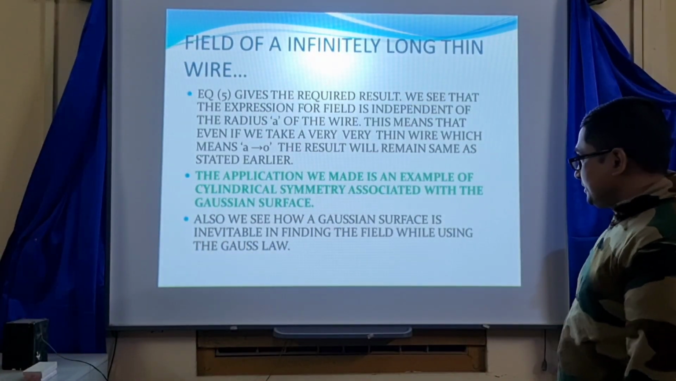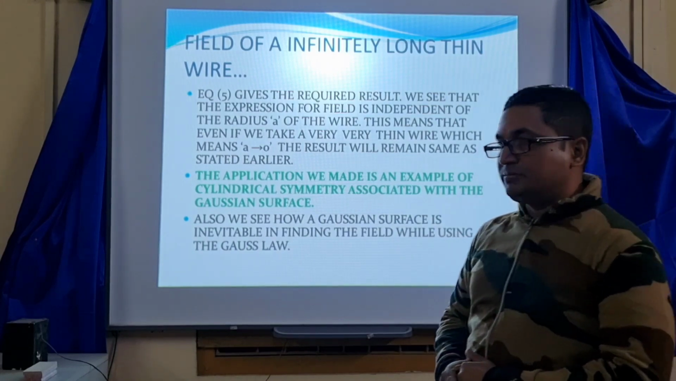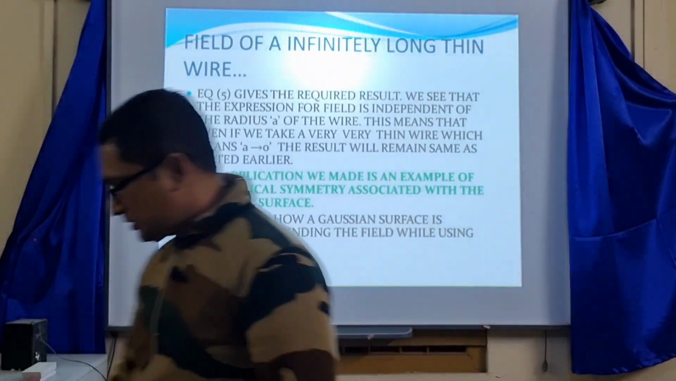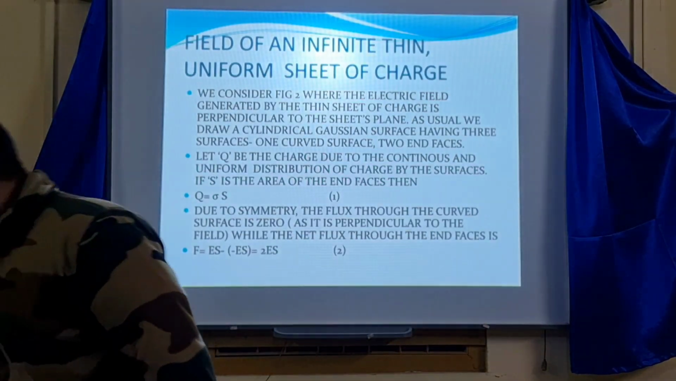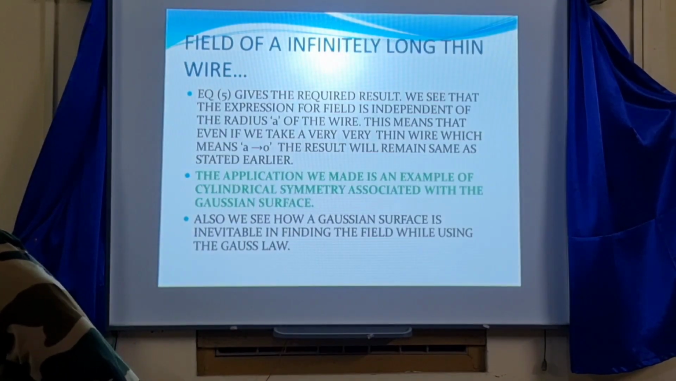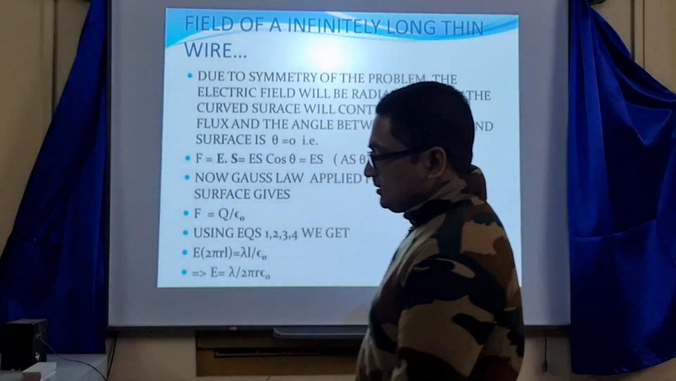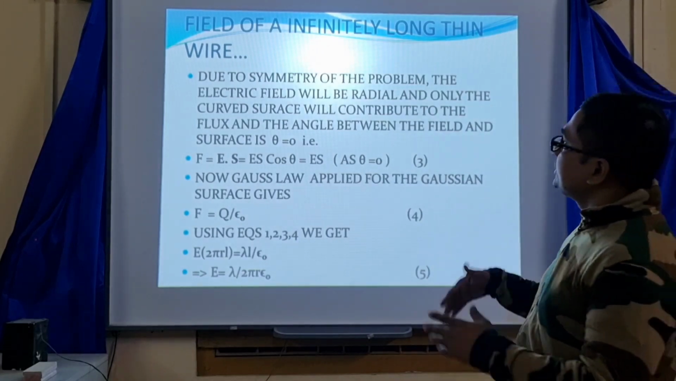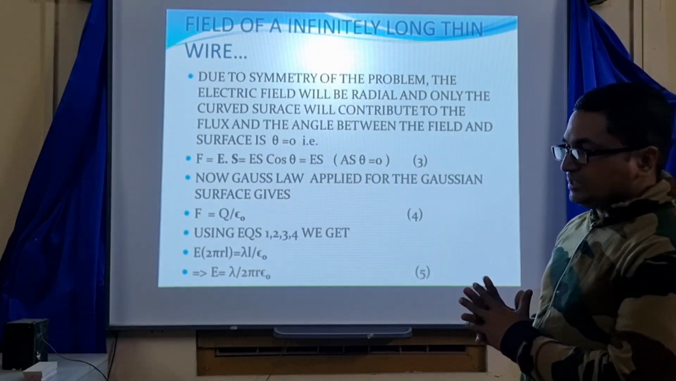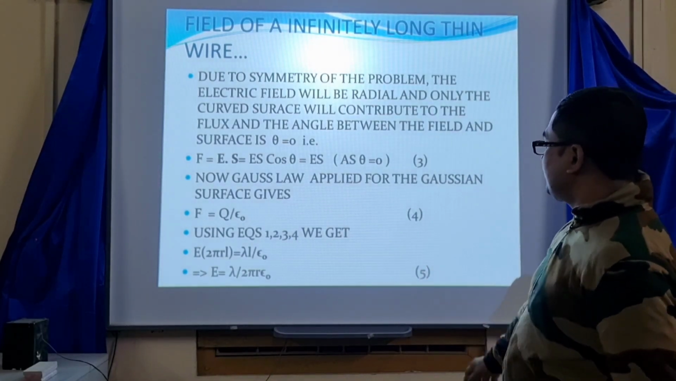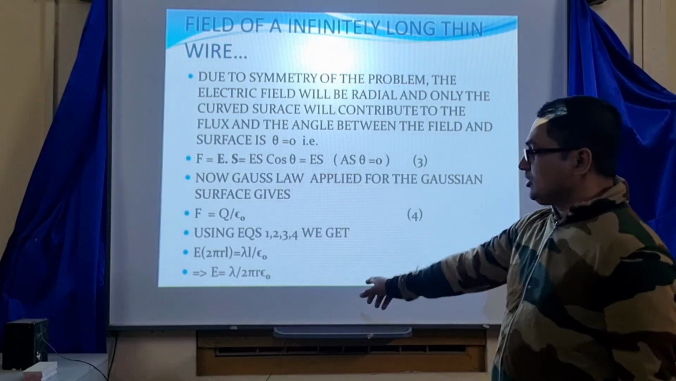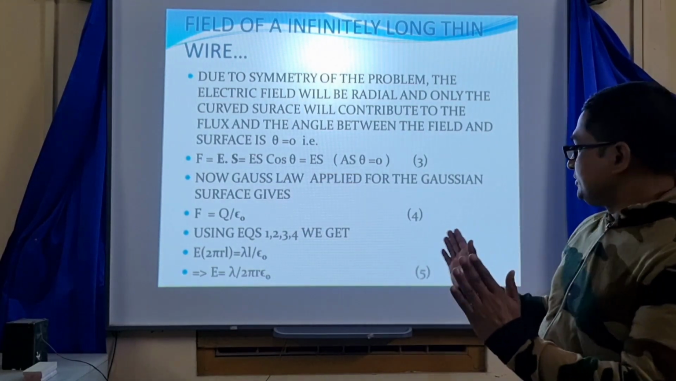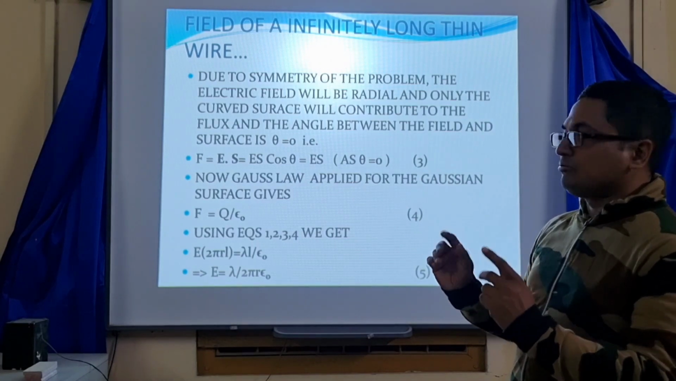You see that this expression 5 is independent of small h. So what is small h? It was the radius of the cylindrical surface. That means the radius of the cylinder that we took, the imaginary cylinder. Since it is independent of h, that means that whatever the value of h, the result of the electric field will not change.